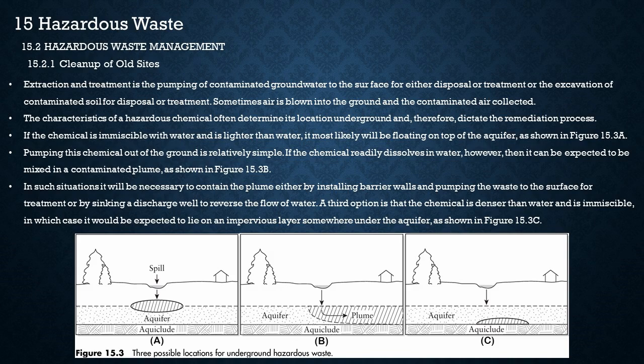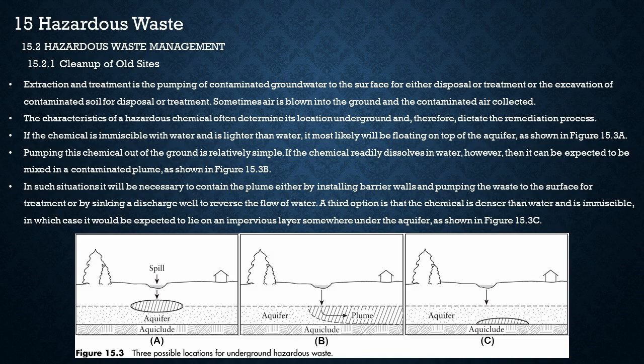The characteristics of a hazardous chemical often determine its location underground and therefore dictate the remediation process. If the chemical is immiscible with water and is lighter than water, it most likely will be floating on top of the aquifer, as shown in Figure 15.3a. Pumping this chemical out of the ground is relatively simple. If the chemical readily dissolves in water, however, then it can be expected to be mixed in a contaminated plume, as shown in Figure 15.3b.